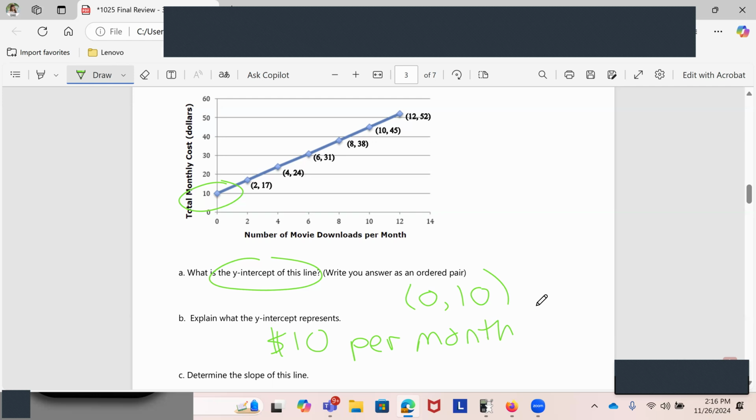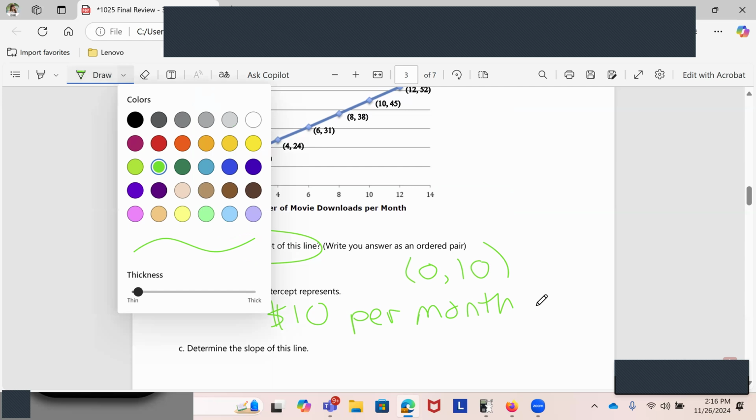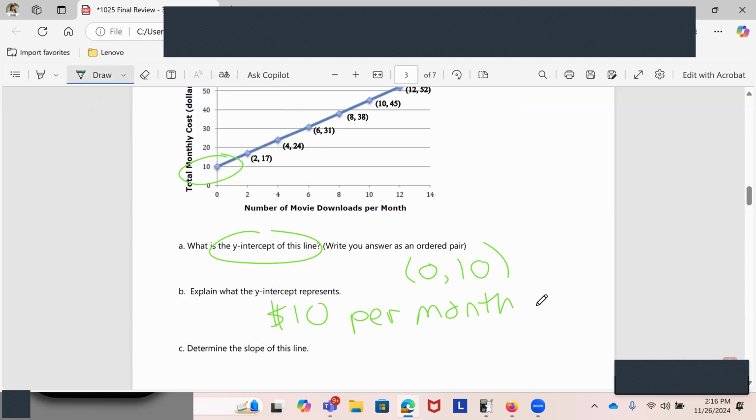Now they want us to find the slope. To do the slope, I can use any 2 points on the line. I can do any of the pairs. I can do the first and the last. I can do some in the middle. I can do anything. They will always give you the same number.